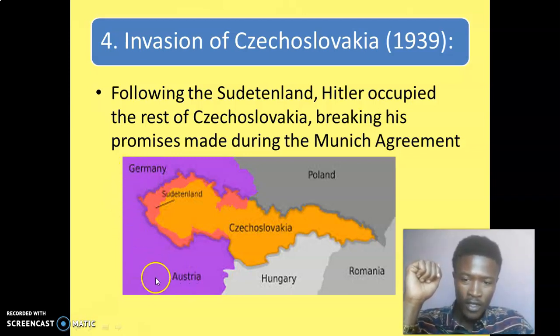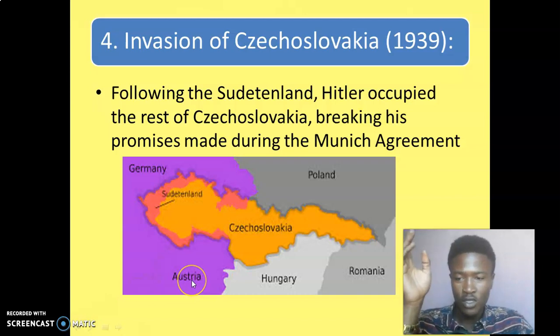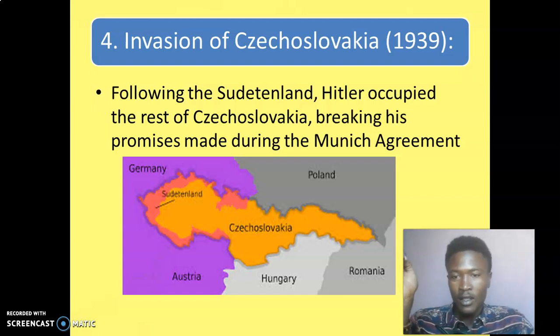They already unified with Austria, which was forbidden by the terms of the Treaty of Versailles. Then you have Hitler taking Sudetenland, and then he takes the rest of Czechoslovakia. You follow?